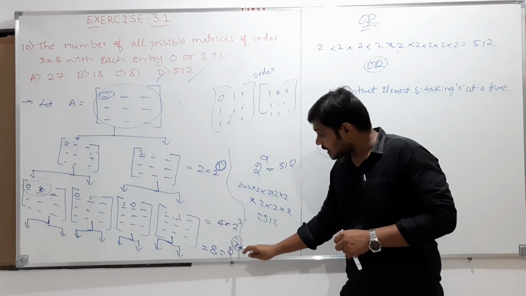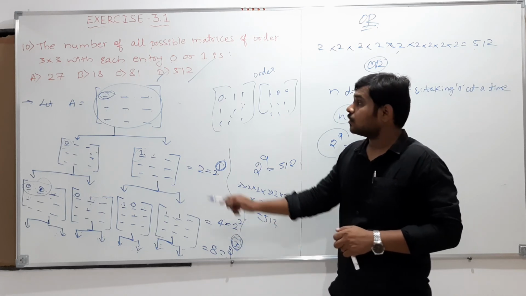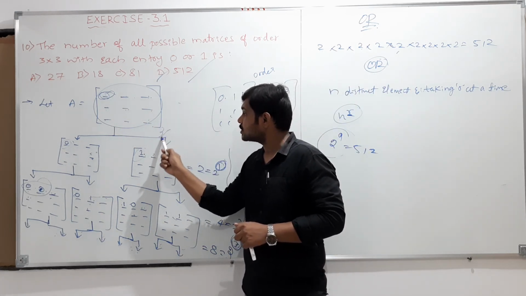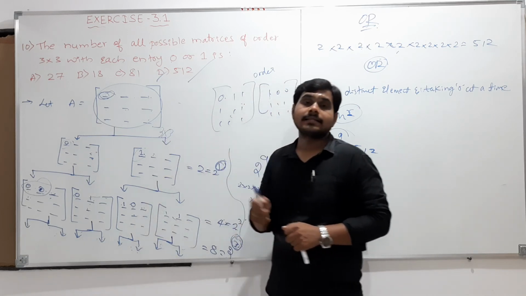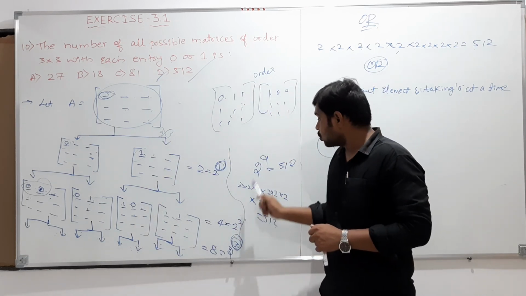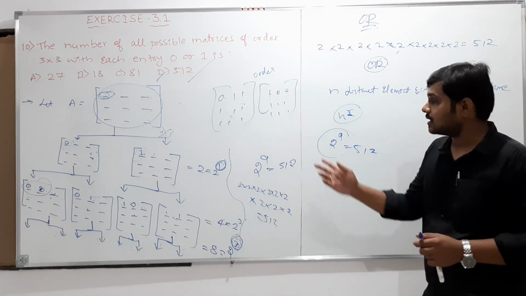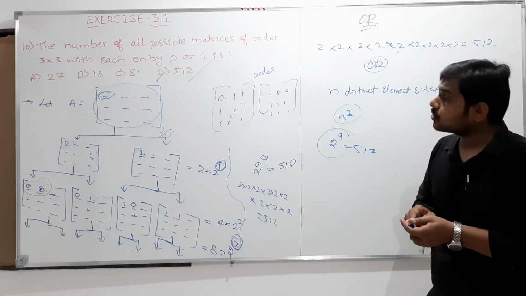In the same way, how many elements are you changing? You are changing a total of 9 elements, because in a 3x3 matrix how many elements are there? In a 3x3 matrix there are 9 elements, so 2 to the power 9. So therefore the answer is 512. Like this you can solve. This is the one method. So this is how to solve it.